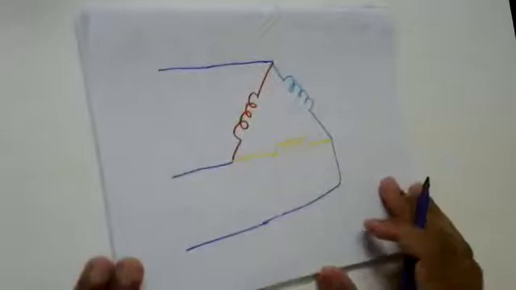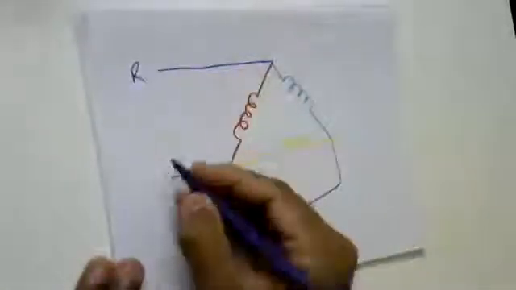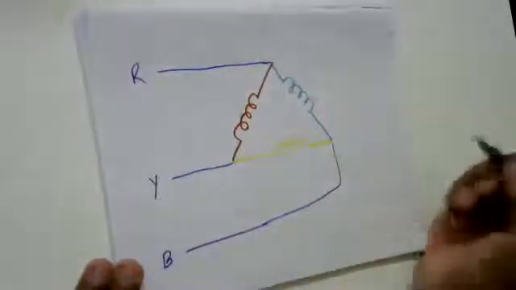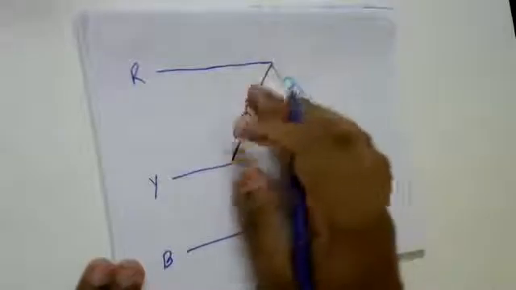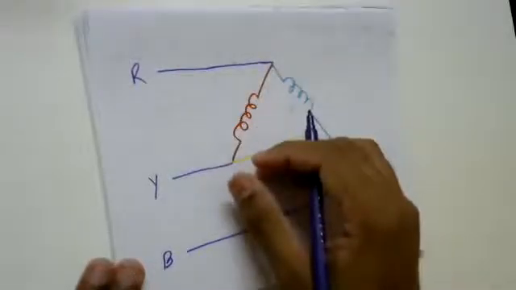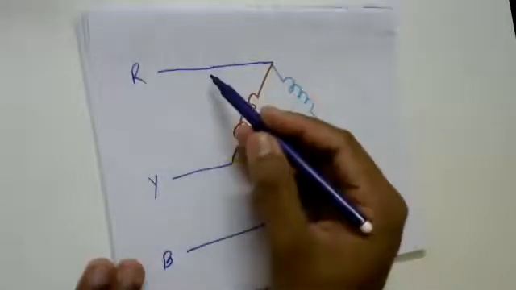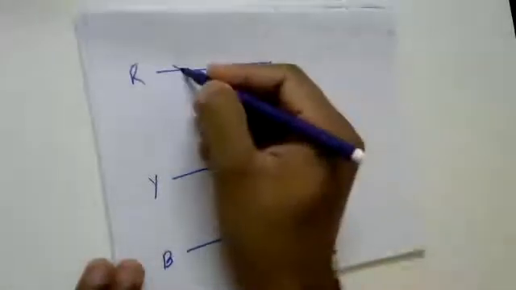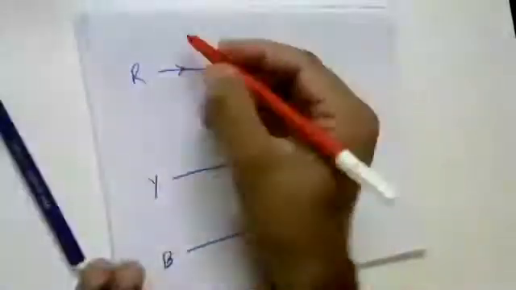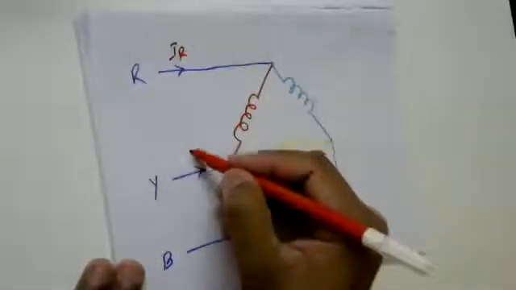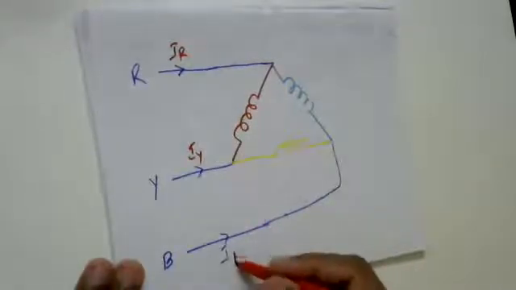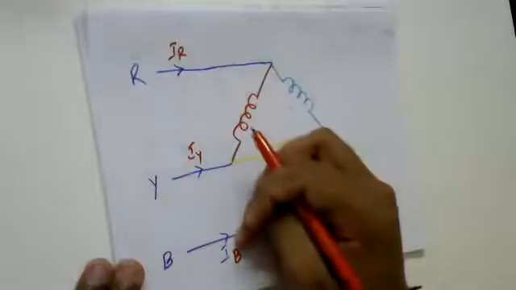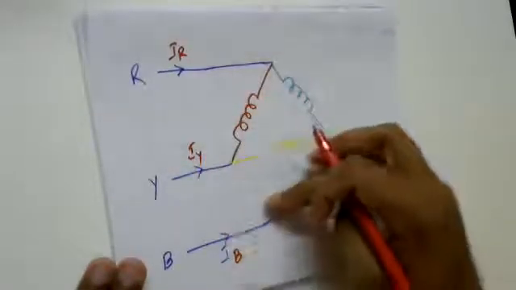Now, this is my R phase, this is my Y phase, and this is my B phase. Since this is my load, an inductive load, if I start applying the current over here, what happens? Here I'll be having my IR, here I'll be having my IY, then here I'll be having my IB. These are the currents which are going to flow through this line.